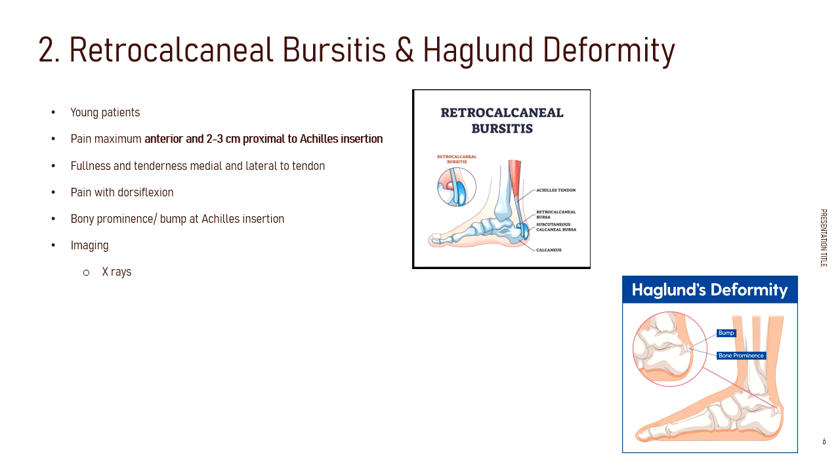The pain will be maximum anterior and 2 to 3 centimeters proximal to the Achilles tendon insertion. So if you remember in the first condition, the pain was maximum at the Achilles insertion. Here it's a bit proximal, 2 to 3 centimeters proximal to the insertion. There'll be fullness and tenderness medial and lateral to the tendon, pain with dorsiflexion, and bony prominence can be found at the Achilles insertion. Imaging is usually a radiograph, which is mostly sufficient. A lateral view will show the Haglund's deformity.